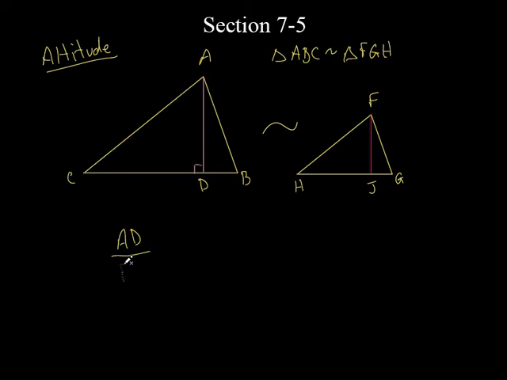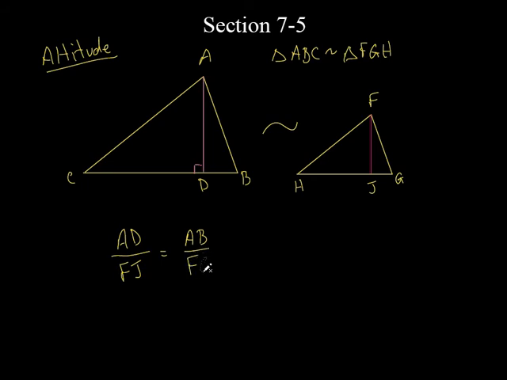FJ. FJ, good. Because I'm comparing the altitudes to each other. Do you see that? So I take the two altitudes, compare them to each other, and what this theorem says is the altitudes are proportional to the corresponding sides. So what corresponding sides on this other triangle do we have? Let's say AB. That's one of the sides of this big triangle. What side corresponds to AB on this little triangle?